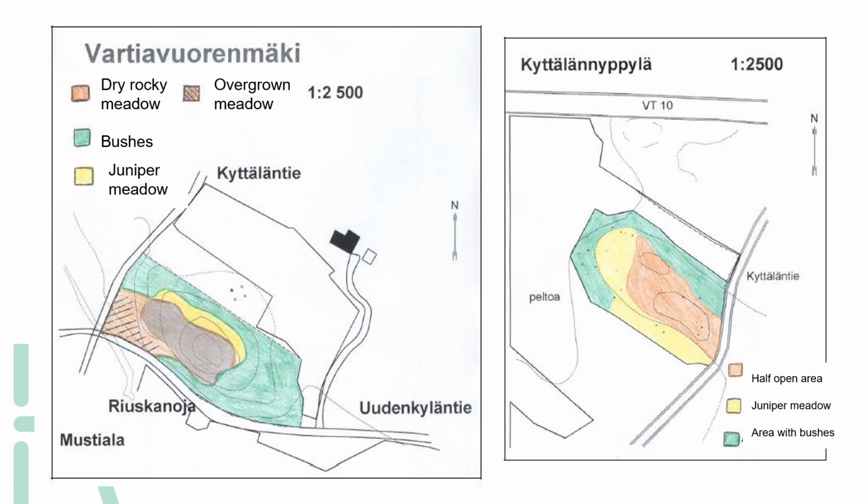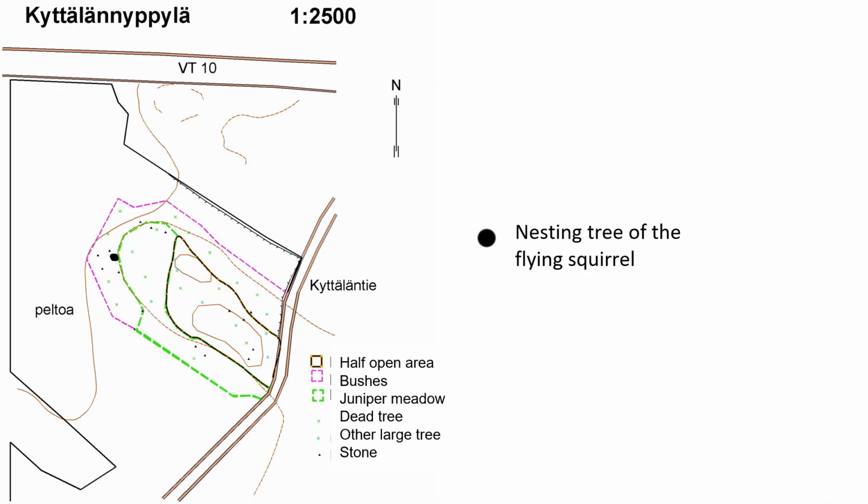And for the area to the right, here you can see we were writing just half open area, juniper meadow, and area with bushes. That is totally enough to start with. In this case, we also mapped dead trees and other large trees and stones, and we have marked them also at the map. And this area had also a special feature. Here was a nesting tree for the flying squirrel, and we marked that on the map as well.